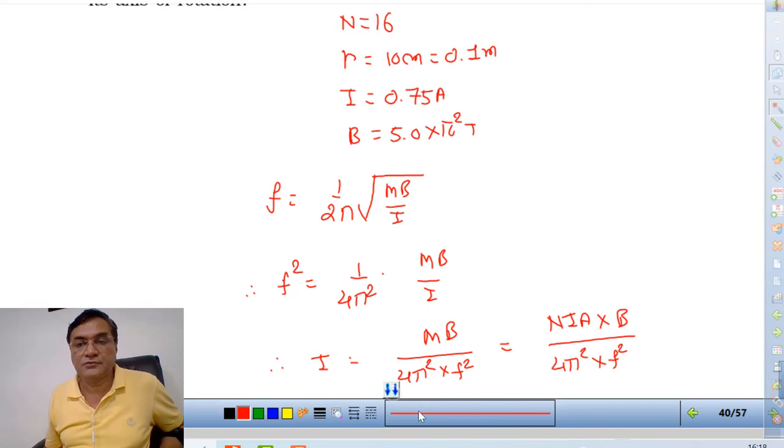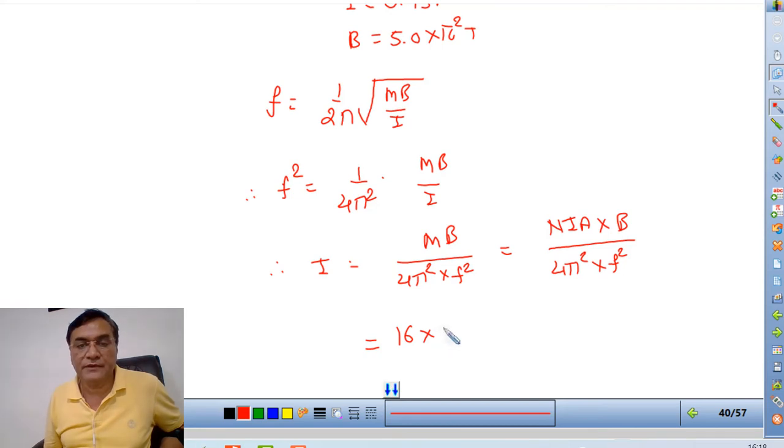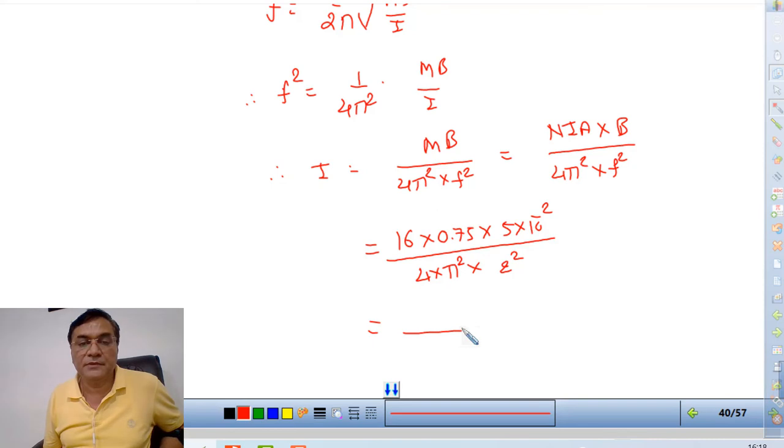So we will substitute all the values. n is equal to 16 into current, what was it, 0.75, magnetic field is 5 into 10 raised to minus 2, divided by 4 pi square, you can take pi square as 10, and f square is equal to 2 square. If I simplify this, the answer will be in kilogram meter square. Okay, you do the calculation.